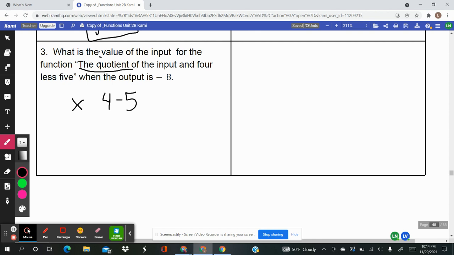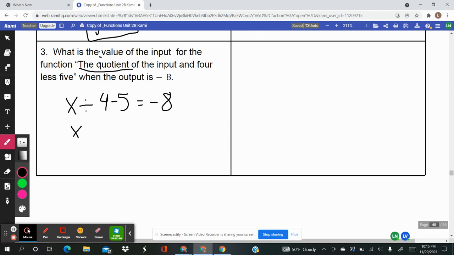I apologize. It says the quotient of the input and 4 less 5. So the quotient is talking about division of the input and 4 less 5. So our input is x divided by 4 less 5, which means 4 minus 5. And the output is negative 8. So that gives me negative 8.